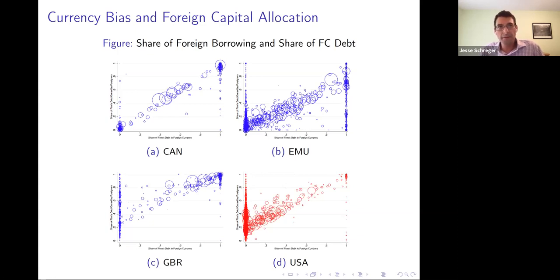Things look a little bit different for the United States. Here, when you see that big cloud in the lower right panel for the US, you'll see a bunch of firms that have none of their debt in foreign currency, which means they have all of their debt in US dollars. Yet you see a big dispersion in how much of their financing comes from foreigners. So the US looks a little bit different. Now, even with that said, American firms that borrow more in foreign currency tend to get more of their capital from foreign investors.